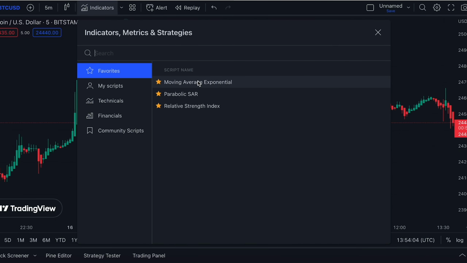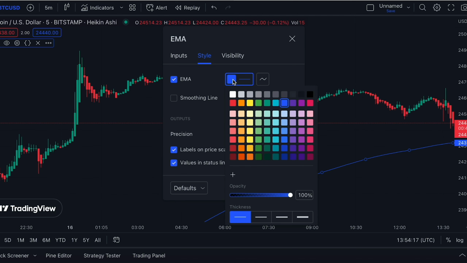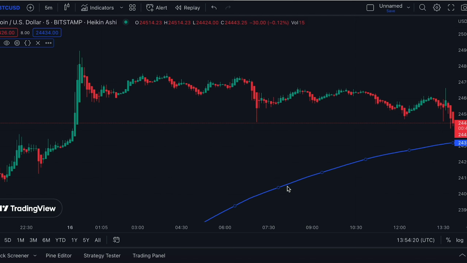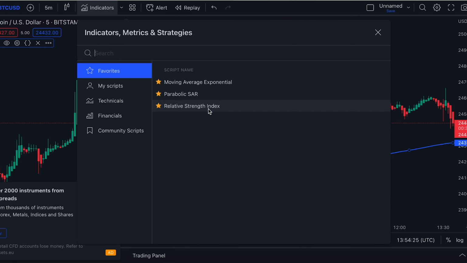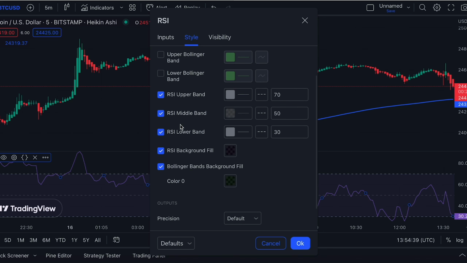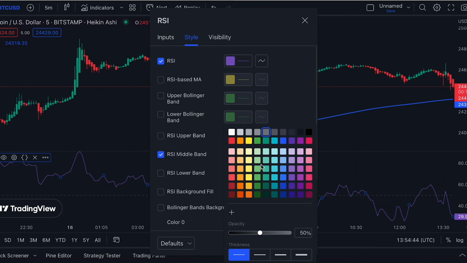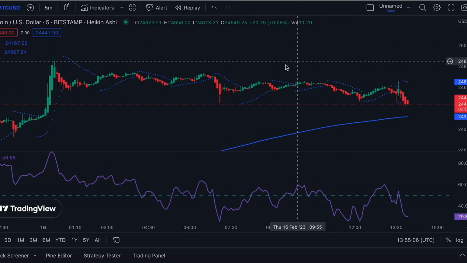We're going to use an exponential moving average, EMA, for our first indicator, but we're going to increase its length from 9 to 200. The visibility will also be increased. Now, the next indicator we use will be the Relative Strength Index, or RSI, and it will require adjustment. The RSI-based MA as well as the 4 Bollinger Bands, the upper band, lower band, and background, are being removed. All that will remain is this middle band, which we will enhance in appearance and alter to a different color. In addition, we'll employ a Parabolic SAR as our third indicator.